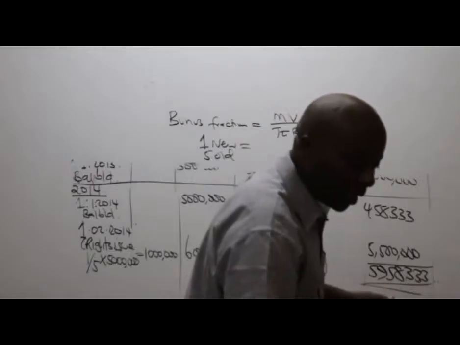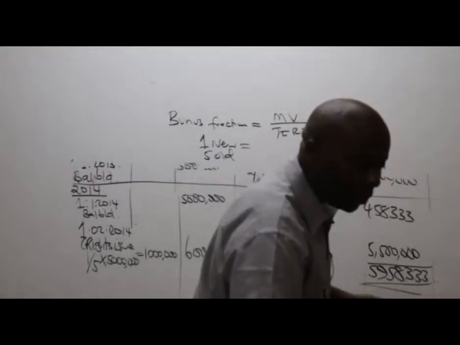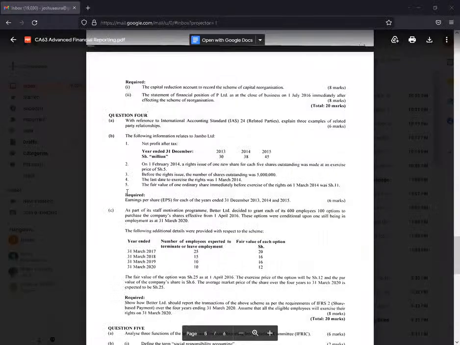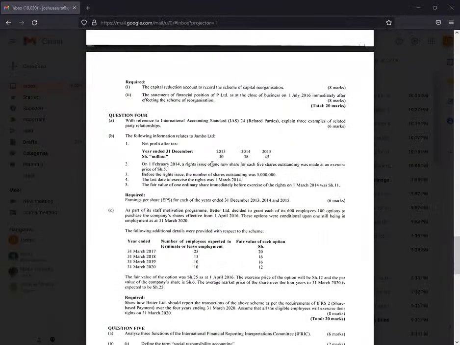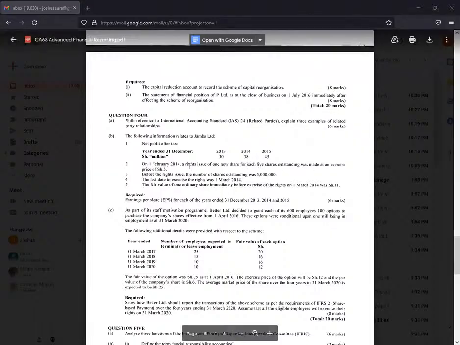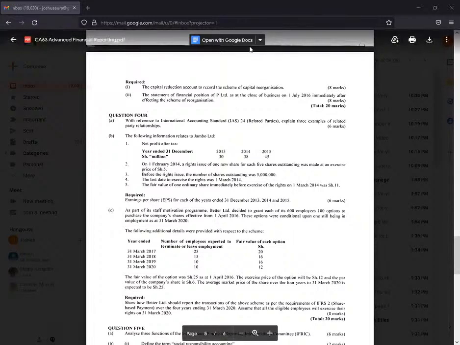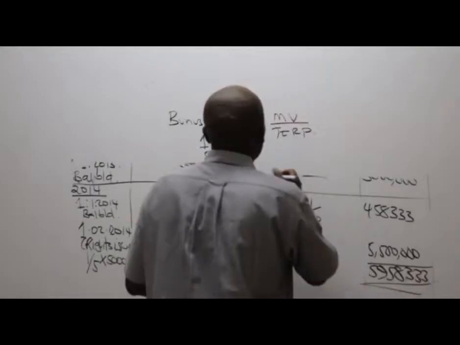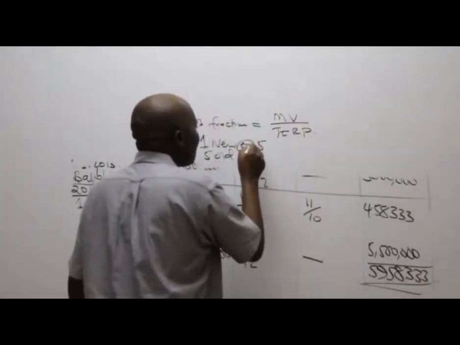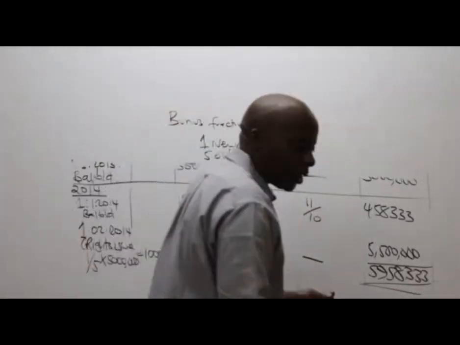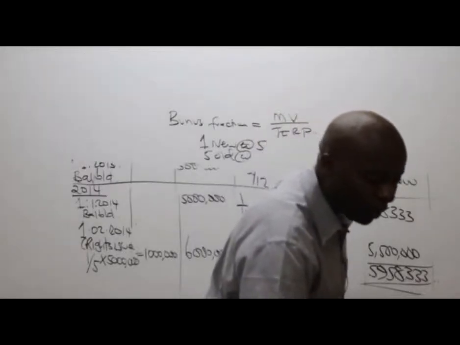So when we read here, ladies and gentlemen, they have told us on 1st February 2014, a rights issue of 1 new share for each 5 shares outstanding was made at an exercise price of 5. So the rights price is 5. So 1 new at 5 bob. And then the 5 old shares, each one of them was going for 11 bob.